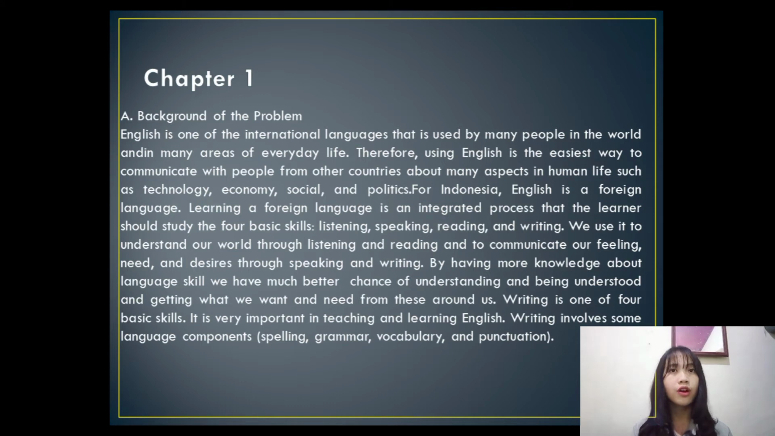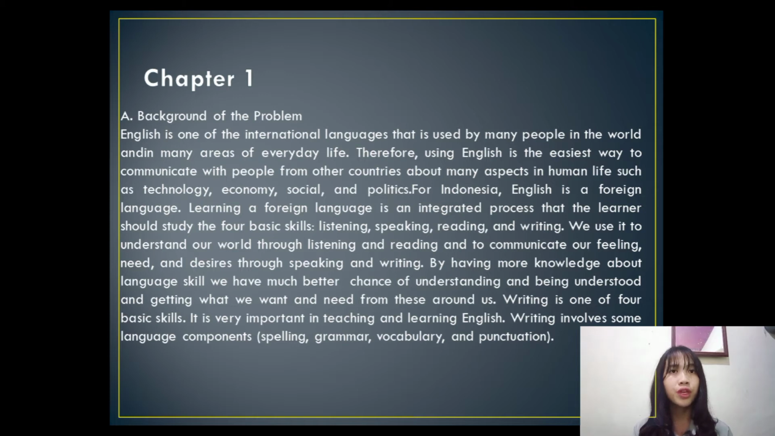English is one of the international languages that is used by many people in the world and in many areas of everyday life. Therefore, using English is the easiest way to communicate with people from other countries about many aspects of human life such as technology, economy, social, and politics. For Indonesia, English is a foreign language.